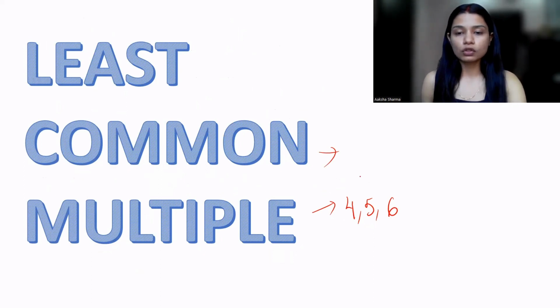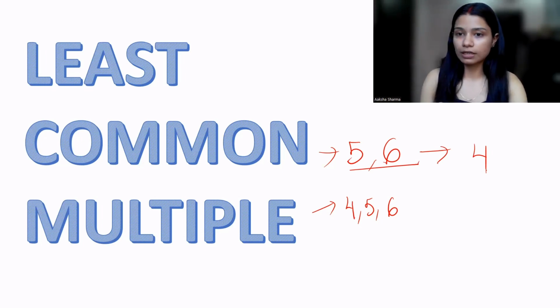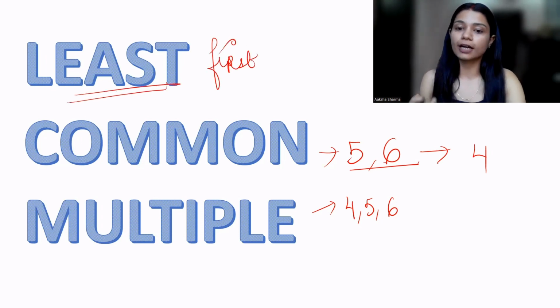So first of all, we saw the table of 5. Then we found out the same numbers in the table of 6. And then we found those numbers in the table of 4 also. And 60 was the first common multiple that was available in all the three tables. So we can say that the first common multiple, or the least common multiple, that was there in all the three tables. That was quite lengthy.